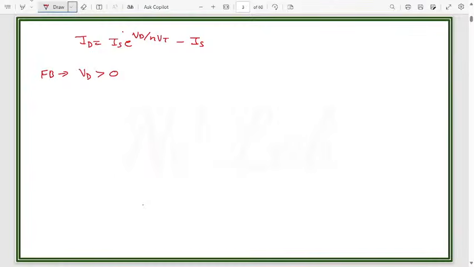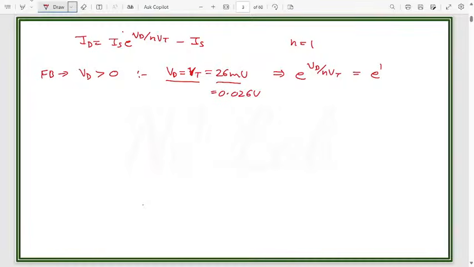Now suppose Vd is equal to Vt, meaning 26 millivolt, then our e power Vd upon neta Vt, and if n is taken as 1, this will be equal to e power 1. So if Vd is equal to just 26 millivolt, which is 0.026 volt, very very little voltage, then our power of e will be 1.